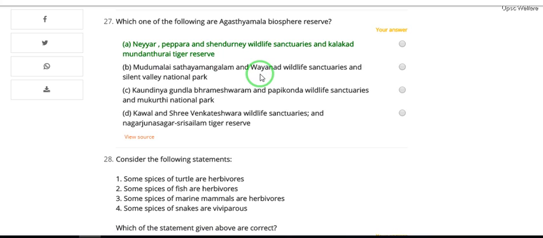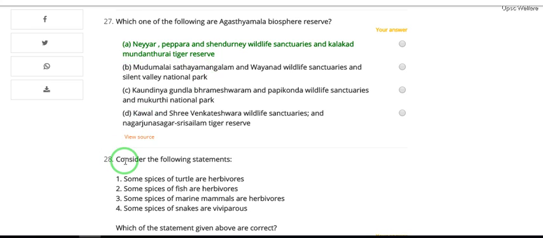Actually, this question has been taken from some current affairs. Recently it was displayed in the news. So yes, it's going to be A here. A is talking about the biosphere reserve of Agastya Mala. So we will go with the name. A is going to be correct.